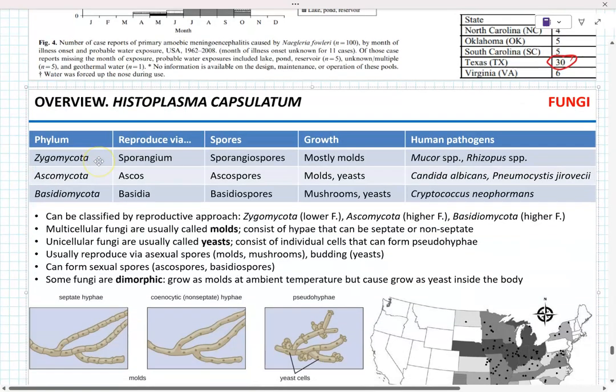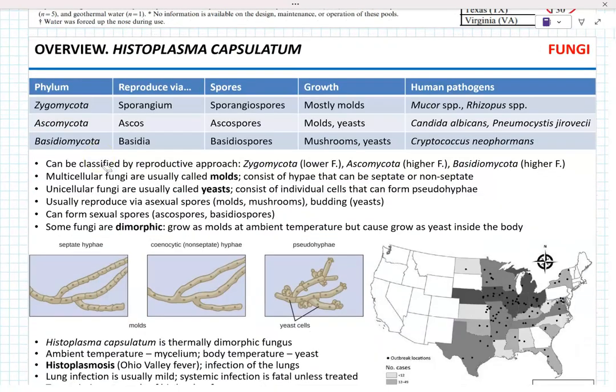Now we jump to another eukaryote type, fungi. Good news. Now, the only classification that I want you to use, and I know that it's not a proper taxonomy, but it's useful: the difference between molds, yeasts, and dimorphic fungi.